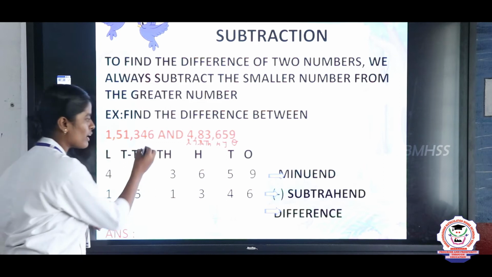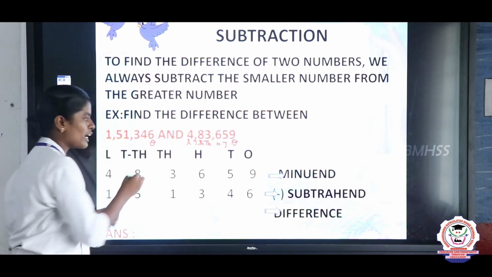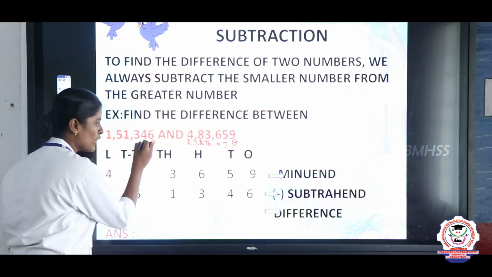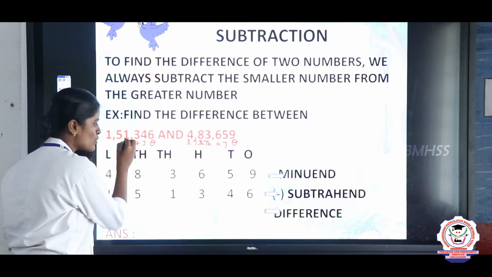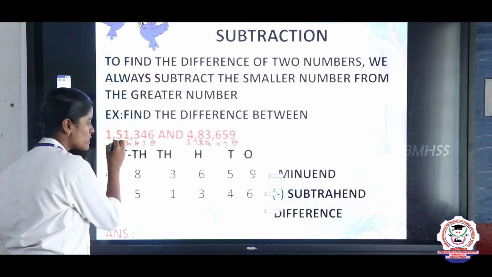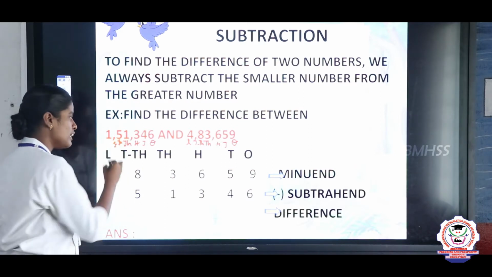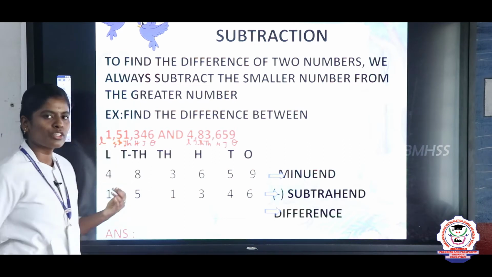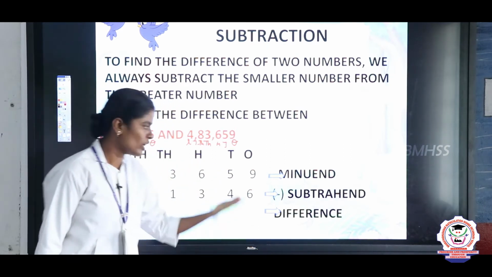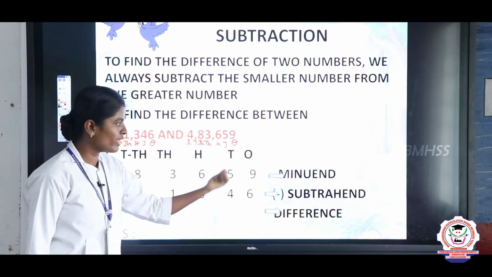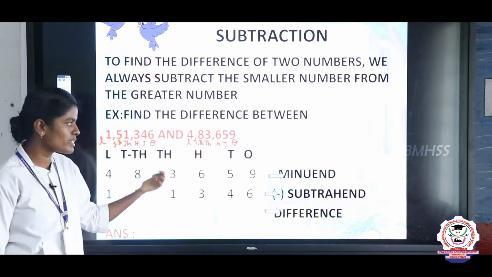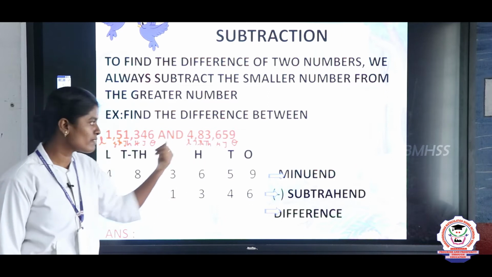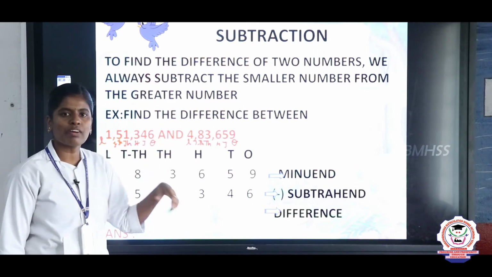Yeah, the ones place value is 6, the tens place value is 4, the hundreds place value is 3, the 1,000 place value is 1, the 10,000 place value is 5 and finally the lakh place value is 1. So already they have arranged. Listen, for the greater number: the ones place value is 9, the tens place value is 5, the hundreds place value is 6, the 1,000 place value is 3, the 10,000 place value is 8 and the lakh place value is 4.